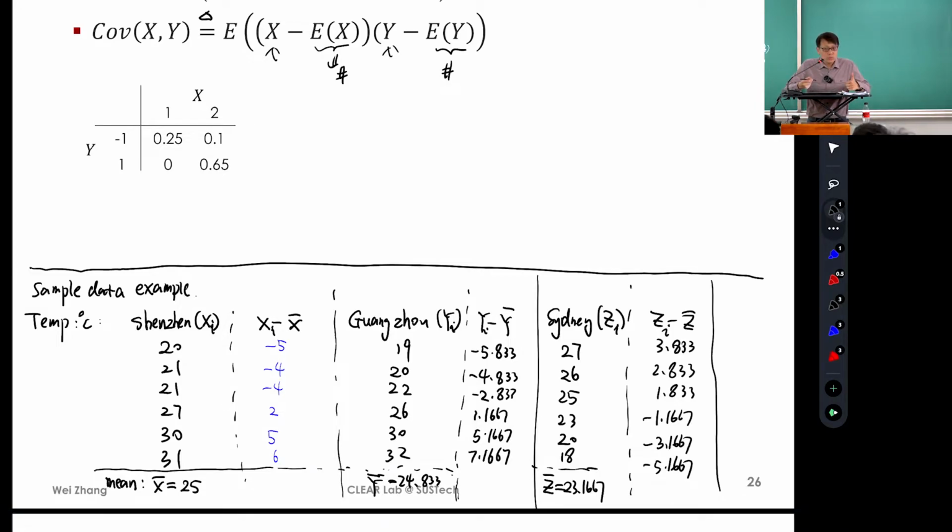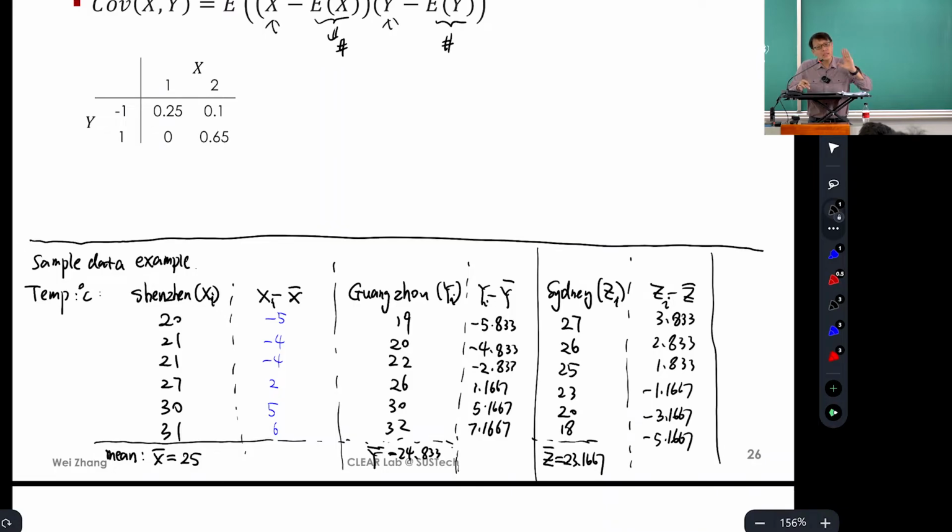What it's trying to do is, expectation is summation, right? So this multiplication is random. It takes multiple values. You always start from this, okay? It takes multiple values, and each of the values occurs with certain probability. You sum them together. Okay, let's look at a sample data example.